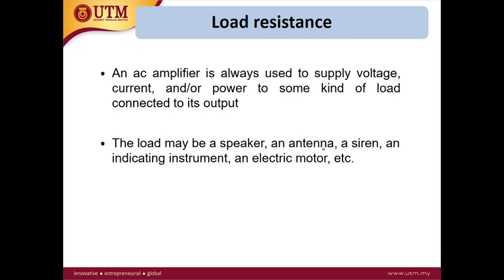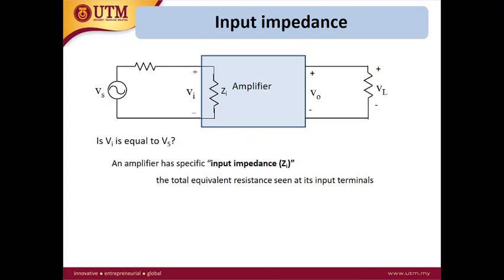Okay, and then at the output port, usually we will connect the amplifier to the load, because the amplifier is used to supply power to some kind of load connected to its output. The load may be a speaker, antenna, siren, or any instrument. Usually this load is represented by a resistance called RL. Now we have the amplifier and the source, and at the output port we connect the load RL.